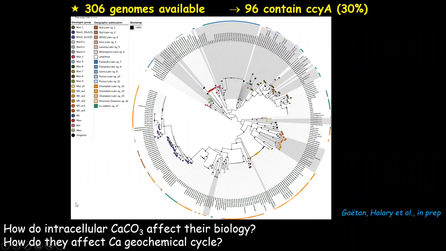We have no clue how this intracellular carbonate affects the biology of this organism. What is the function? Why do they do that? We don't know. And the thing is, since you are producing a very high density of these cells, each of them containing carbonate, you may have really an impact on the geochemical cycle of calcium or carbon in those environments. And that also we have no clue.